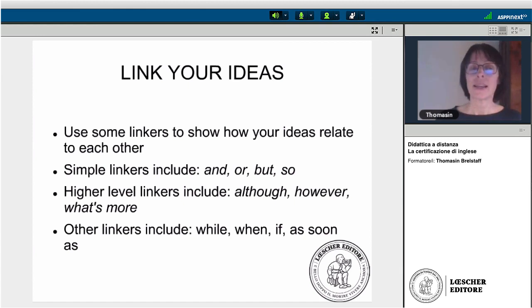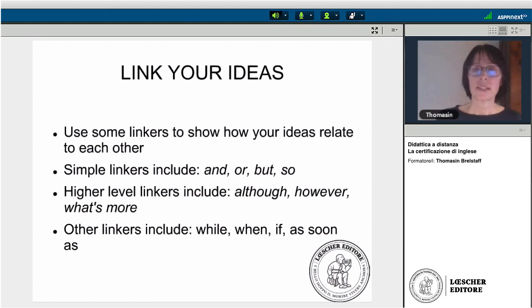But higher level linkers include words like although, however, what's more. There are lots more of these as well. Other linkers might be to do with time, like when, while, if, as soon as.